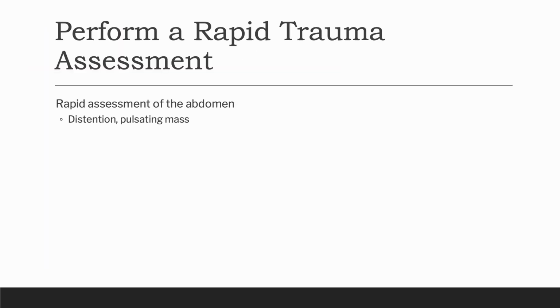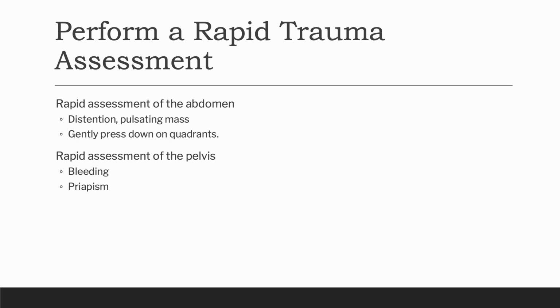For the abdomen, we're going to palpate. We're looking for distension or a pulsating mass. If there's a pulsating mass, leave it alone. Don't touch it anymore. Gently press down on your quadrants and then move on to your pelvis. You're looking for bleeding, or is the pelvis stable? So you're going to push down on the hips and then in on the hips, and we're looking to see if that hip is stable, if the pelvic girdle is stable.